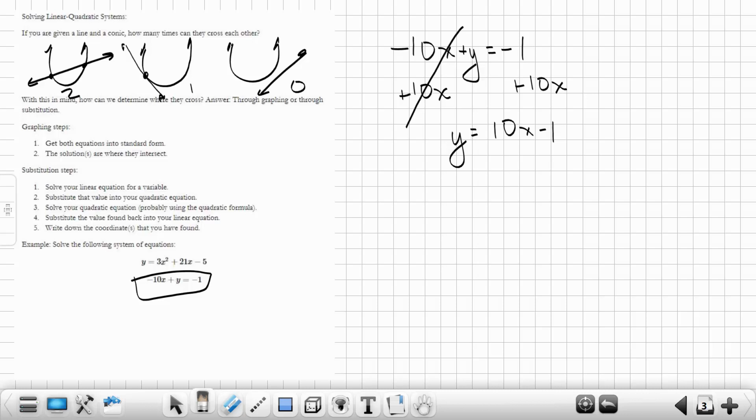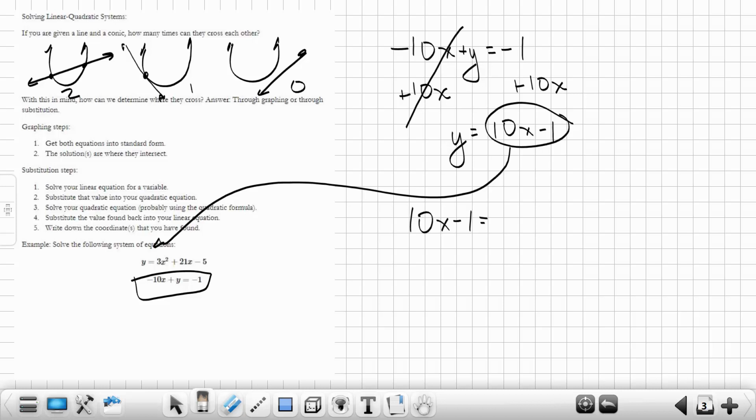We've solved for y. Are we good? Yeah. So I'm just going to take this value and substitute it for y in that equation. So now I've got 10x minus 1 equals 3x squared plus 21x minus 5.